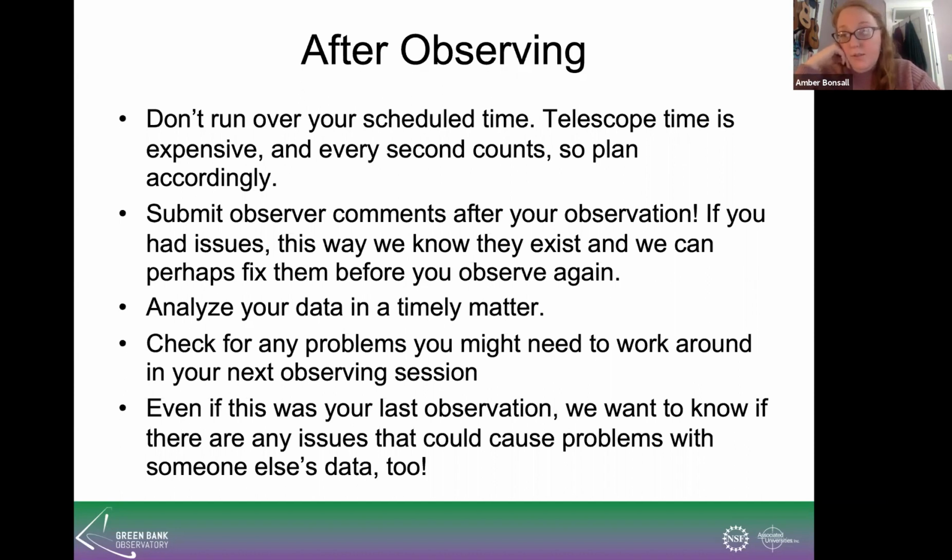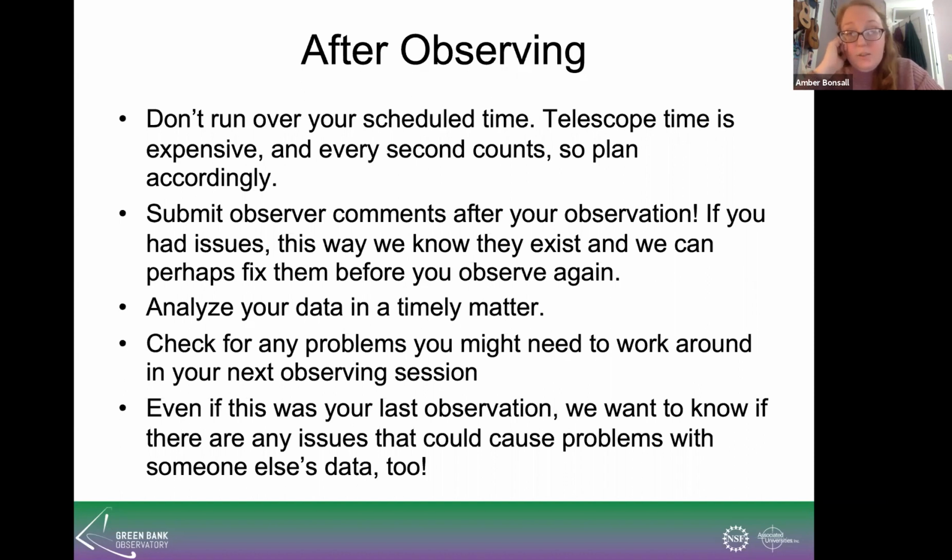After observing, the polite thing is to not run over your time. However, this does happen. You could be doing an on-off scan and you have 2 minutes left in your scan, and you're going to go 2 minutes over. The polite thing to do is ask the next observer, who should be logged in, if it's all right if you go over by 2 minutes. If it's a paid project, sometimes they won't let you because they've paid for the time. But in most cases, most people will say that's fine, just take the extra time, because they assume if it was the other way around, you would do the same for them.